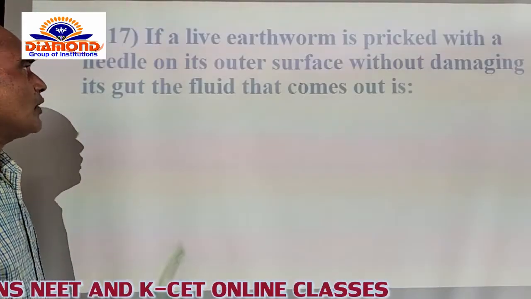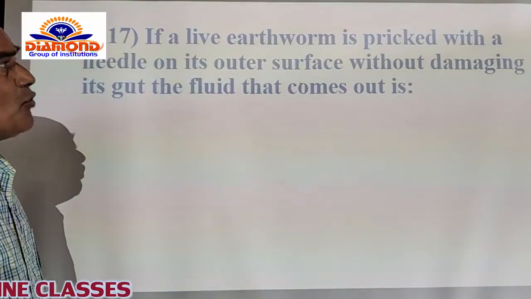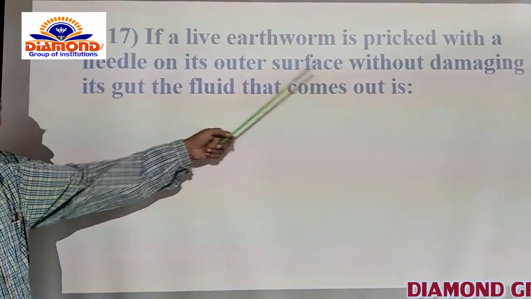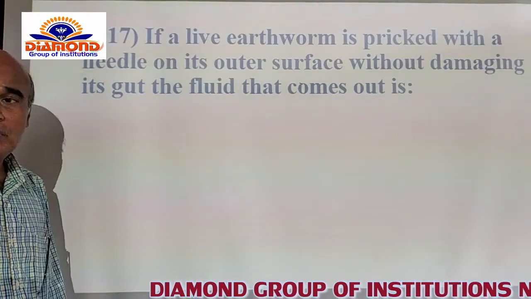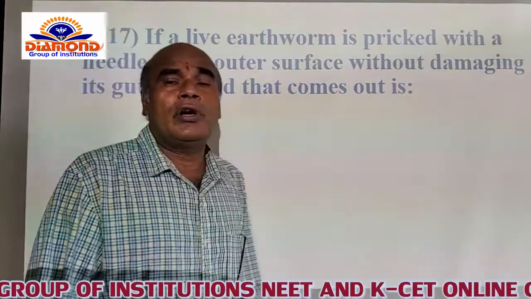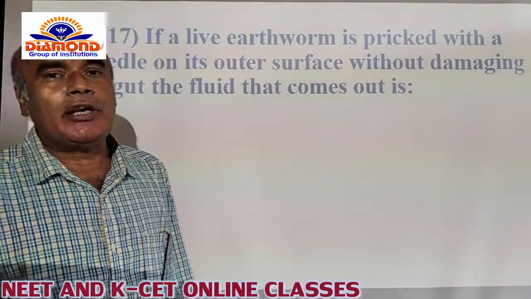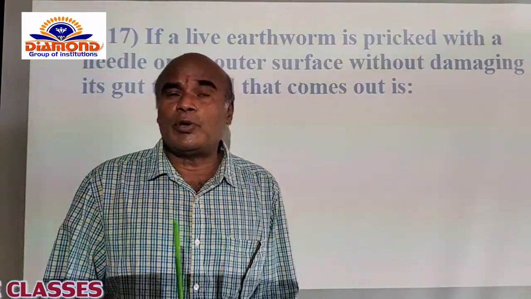And after that we go for the next question. If a live earthworm is pricked with a needle on its outer surface without damaging its gut, the fluid that comes out is what? When you disturb or pin the body of an earthworm with the help of a pin, what kind of liquid-like substance can come out from the body itself?